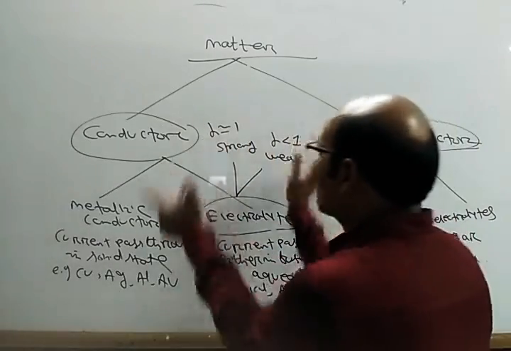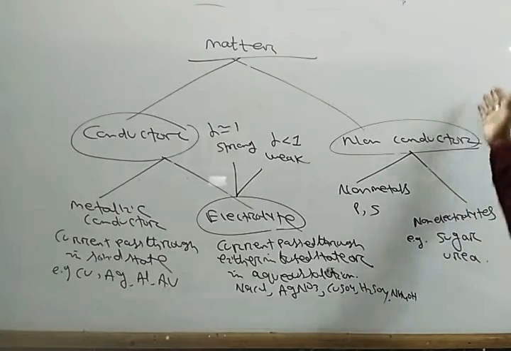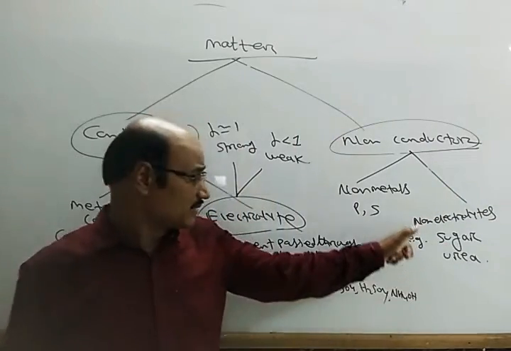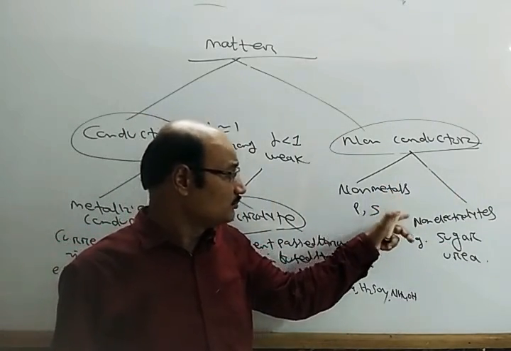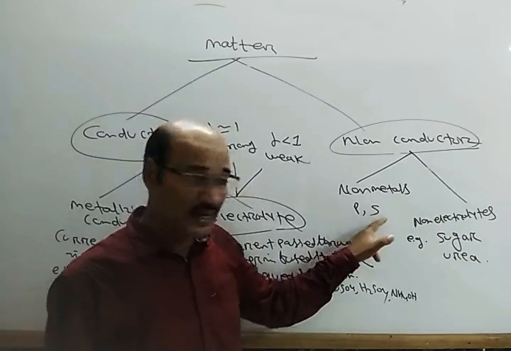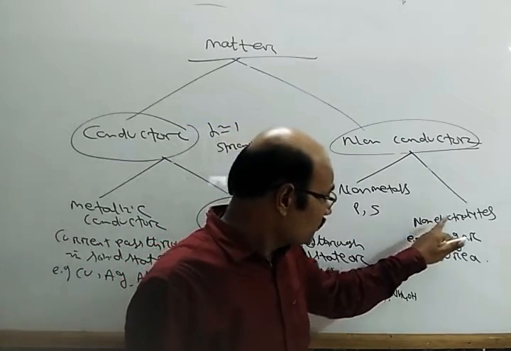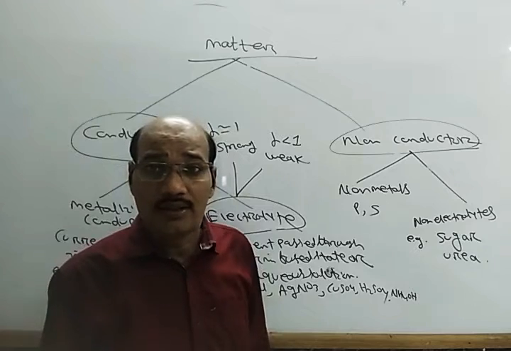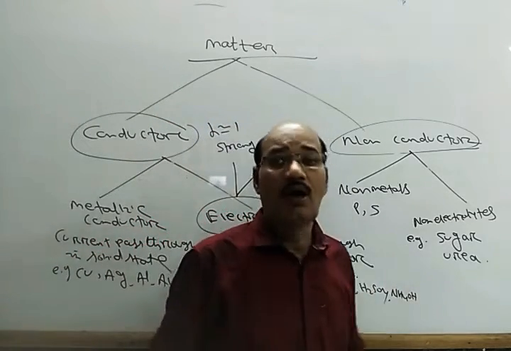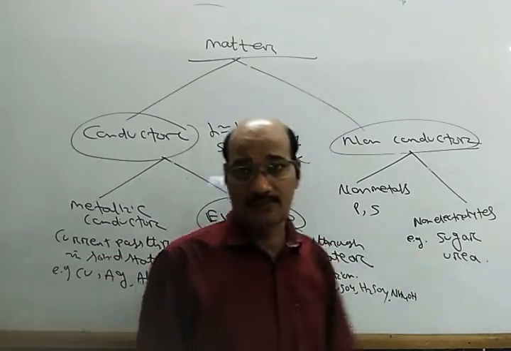So this is about conductors. About non-conductors, those which cannot conduct electricity, like non-metals and non-electrolytes. Non-metals do not allow the passage of electric current in the solid state, like phosphorus and sulfur. Non-electrolytes are those where electricity cannot pass even in their fused state or in their aqueous solution, like sugar solution, urea solution, etc.